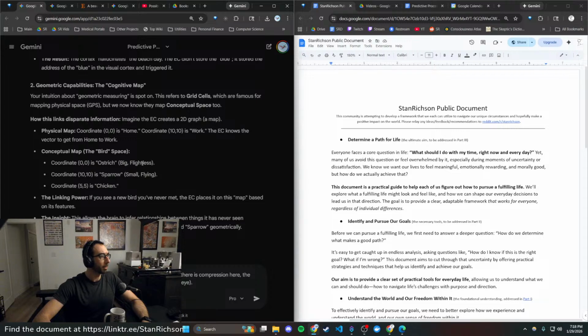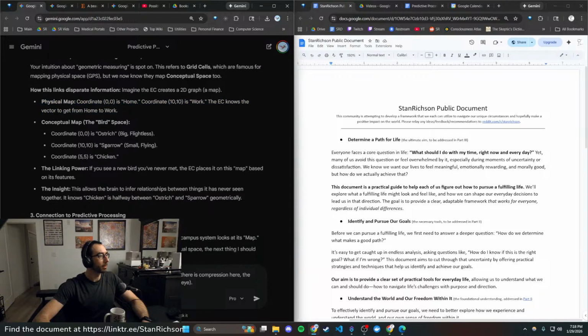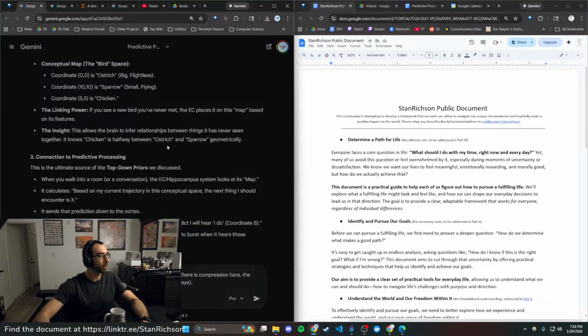Geometric capabilities, the cognitive map. This refers to grid cells, which are famous for mapping physical space, but we now know they map conceptual space too. And this was the whole thoughts-are-in-the-brain topic. Imagine the entorhinal cortex creates a 2D map, right? Physical map, and then the conceptual map can still use the same types of coordinates, but obviously not for physical space. So it's not the thing that's making us feel physical space, but it's the thing that allows us to process physical space, but it also allows us to process conceptual relations, which is really cool.